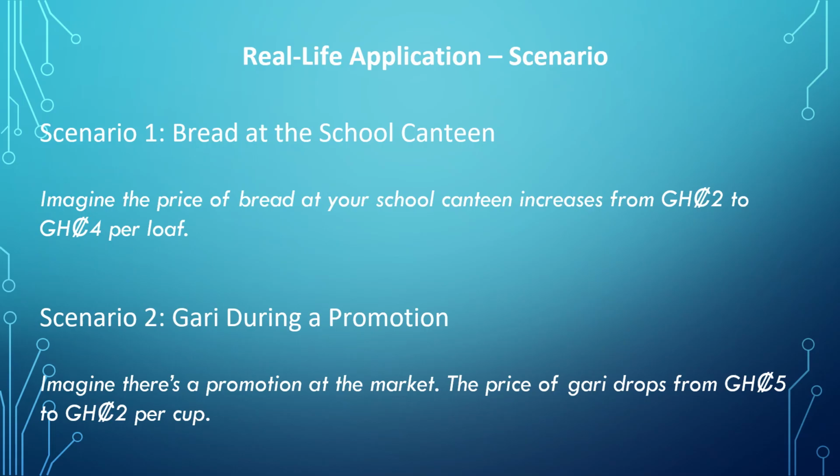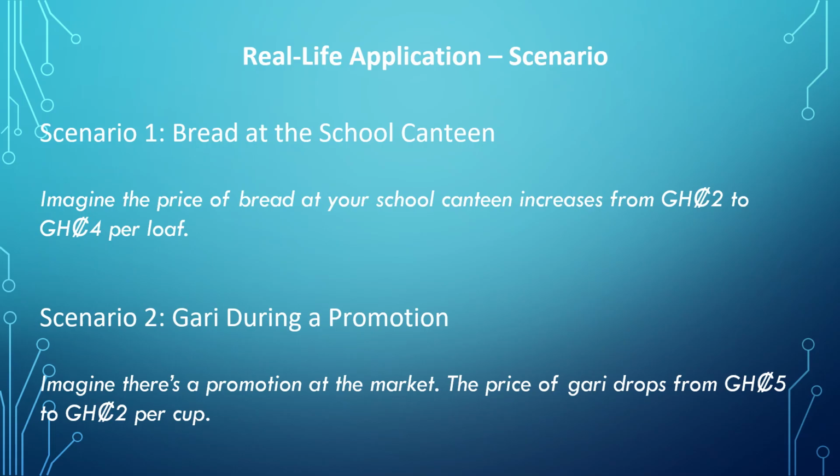The price increase causes a decrease in quantity demanded. Why is this important to understand? Because it helps us predict market behavior. If a seller increases the price of bread, they can predict that fewer students will buy it. This helps them make business decisions.